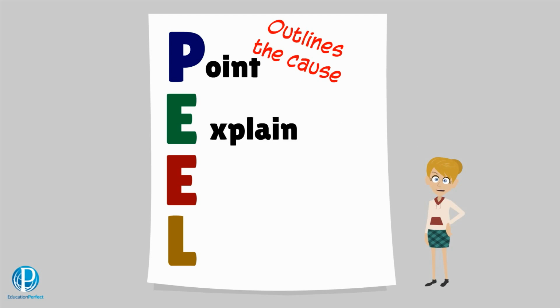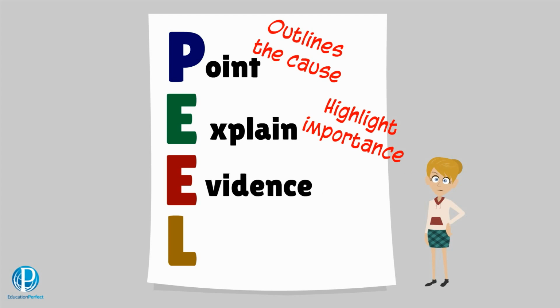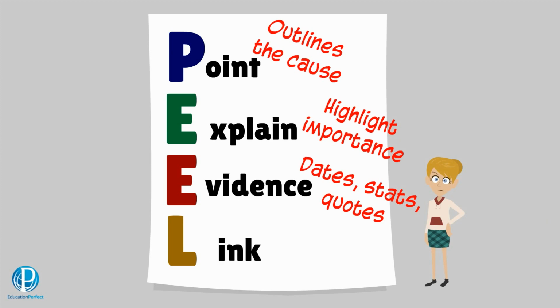Next, we need to explain the cause. Use the next few sentences to describe your cause in detail. Also remember to highlight the importance of your cause, especially in relation to other causes. It's really important to use evidence when you're describing your cause. This legitimizes your argument. Evidence might be in the form of dates, statistics, or even quotes.